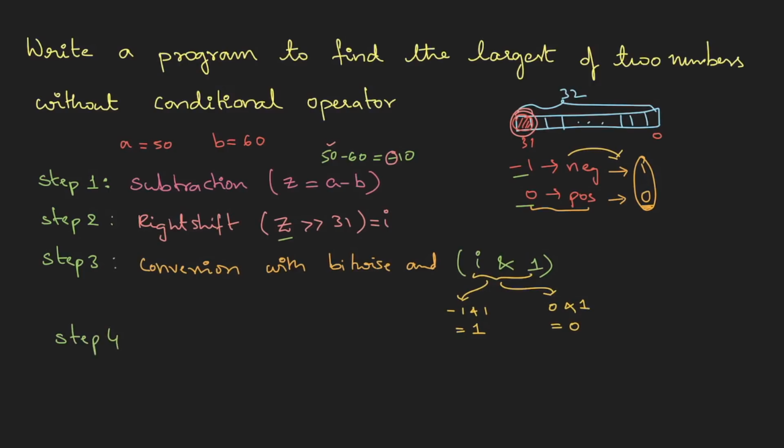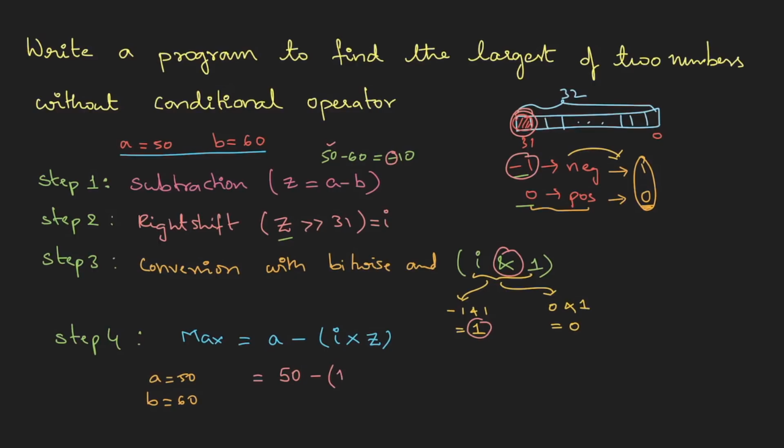Step 4, this is the last step. Here we will use the max logic. So max is basically A minus I into Z. This will work. Let's take an example and see. The first possibility is this one. A is 50, B is 60. So B is higher. When we do 50 minus 60, we'll get minus 1, and we're going to use this AND operator. So basically you'll get 1 as your I. So here it will be 1.